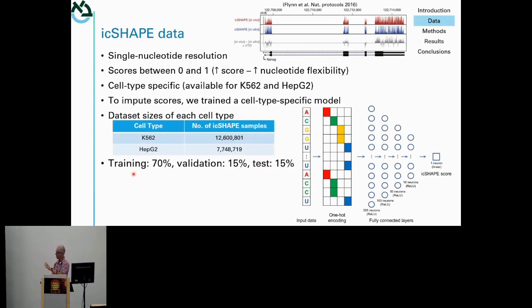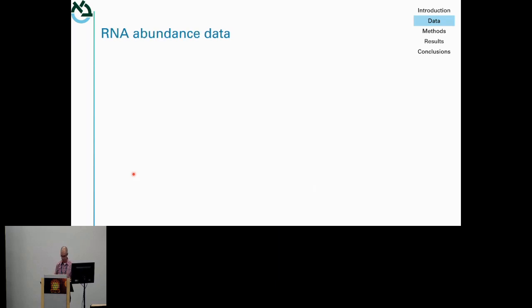We performed this in a training, validation and test set that I show here, and the correlation that we got on the test set was greater than 0.5. So it has some prediction power, not the best, but still it helps us impute missing values in the icSHAPE dataset. The next data that we used was RNA abundance data.